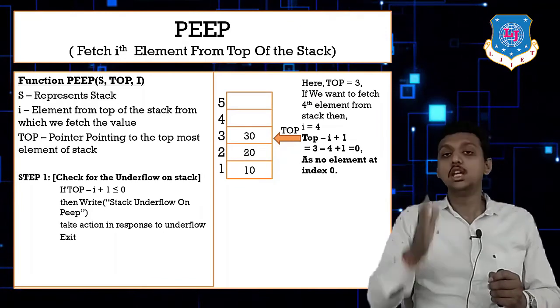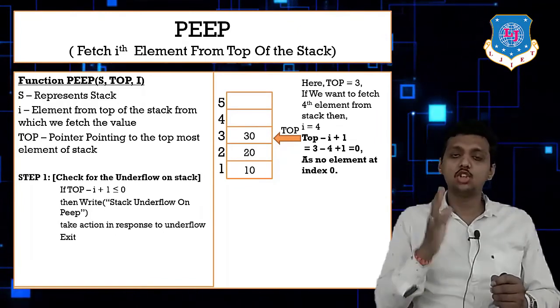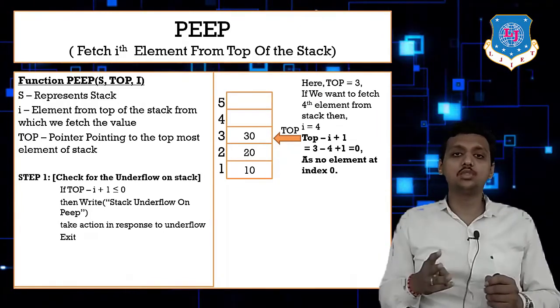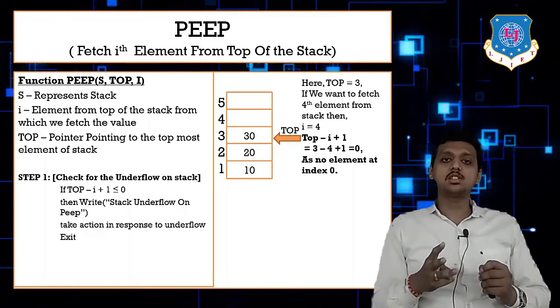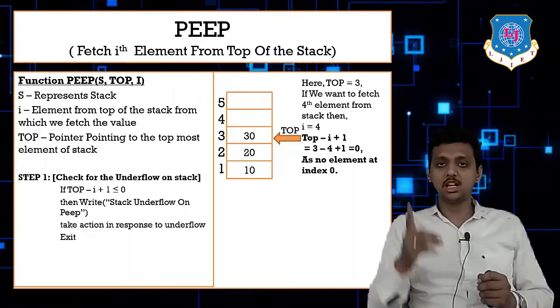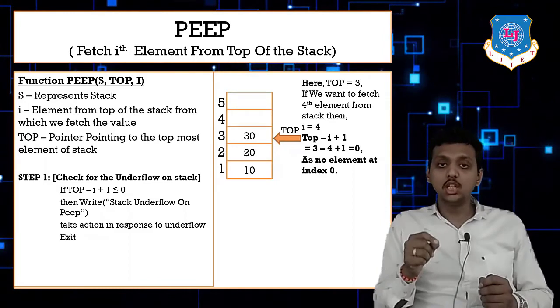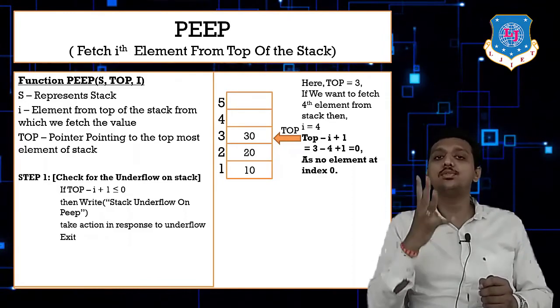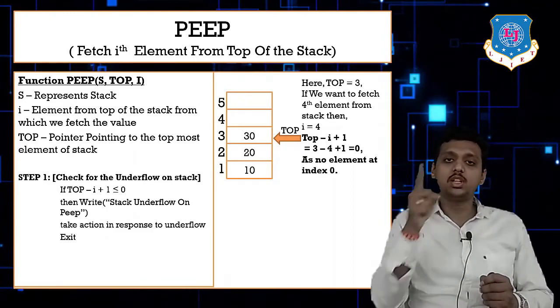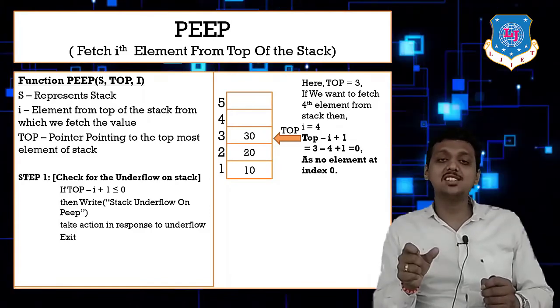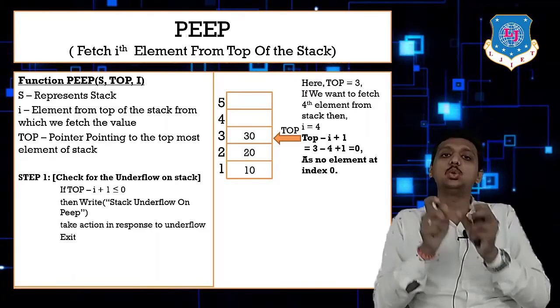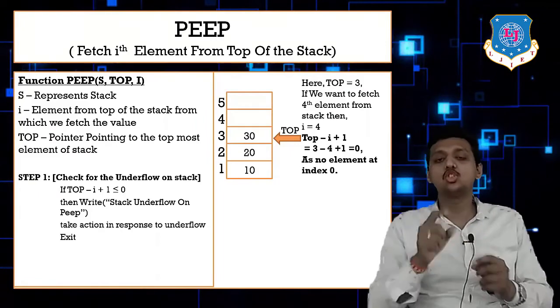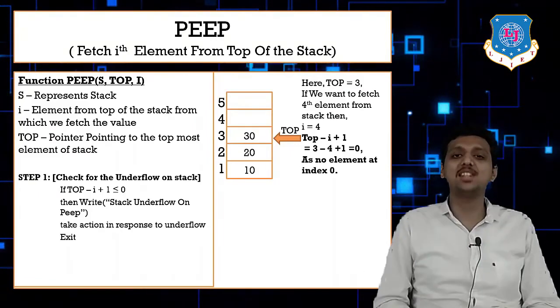Now tell me, what is the value of top? Top is at 3. So the value of top is 3. 3 minus 4 becomes minus 1. But actually, what is your fourth value? The fourth value is situated at index 0. But you got the answer minus 1. That's why you need to increment by 1 over there. So my final condition becomes top minus I plus 1.